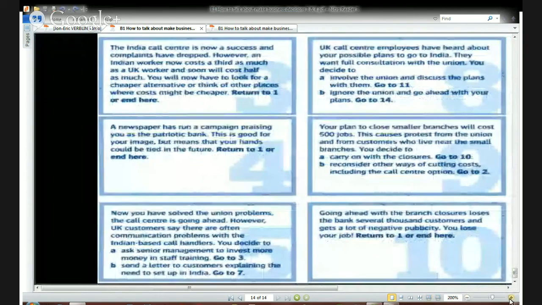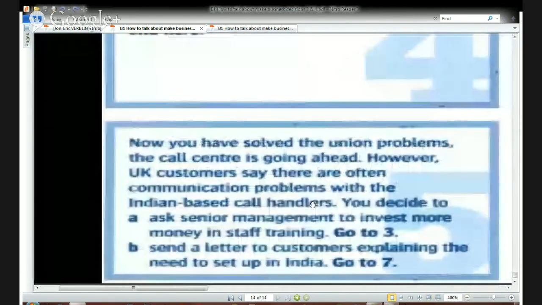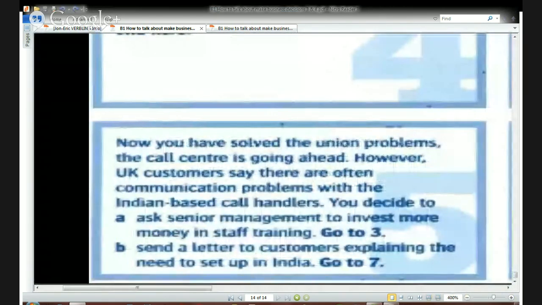Now you have solved the union problems. The call center is going ahead. However, UK customers say there are often communication problems with the Indian-based call handlers. They speak a special kind of English there.